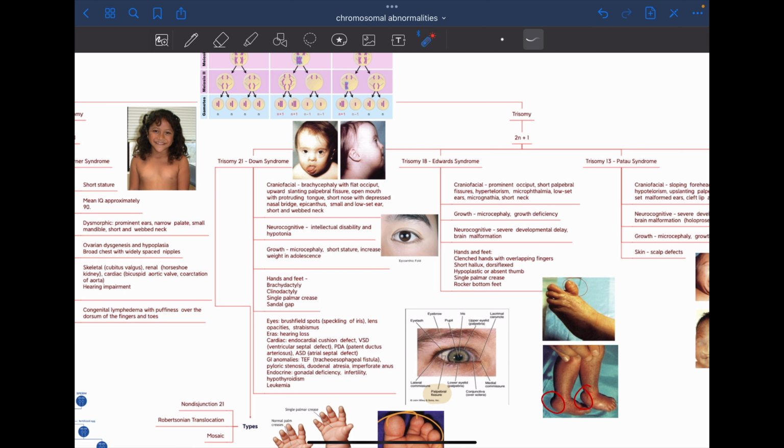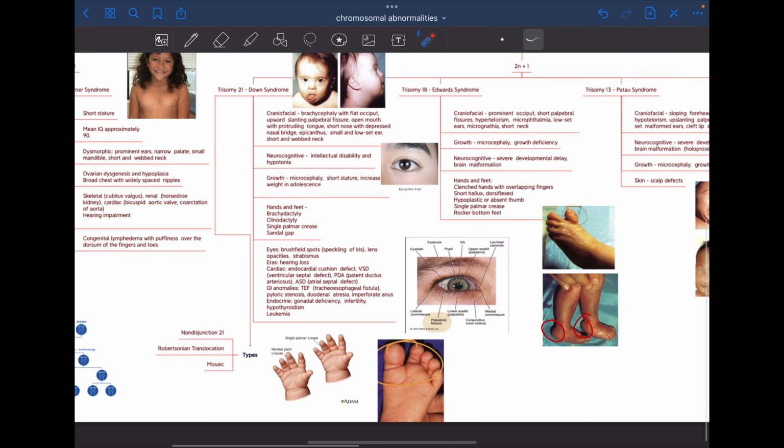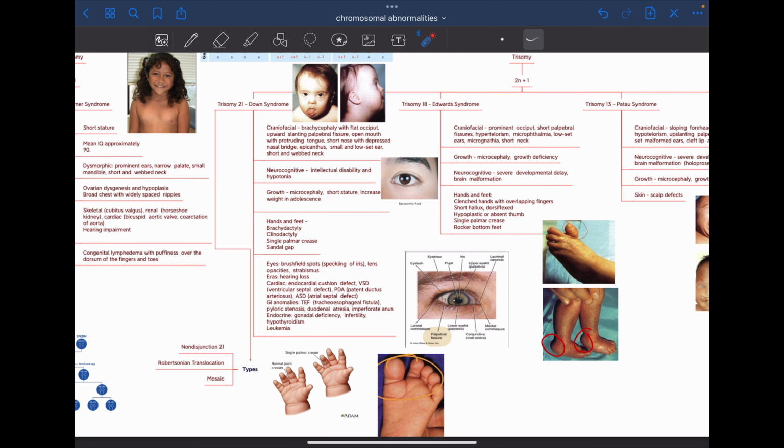There is the short nose with a flat nasal bridge, and epicanthus. This picture shows epicanthus, which is basically a condition where the folds of the skin stretch from the upper to the lower eyelids. There are other things, like the small and low-set ears, as you can see from the picture here, and the neck as well. You can see it's webbed, where it's almost linked. There are also intellectual disabilities, microcephaly, short stature, and there are also changes in their hands.